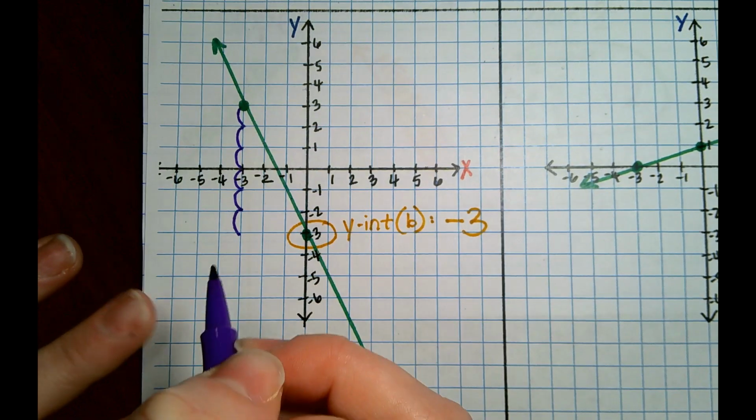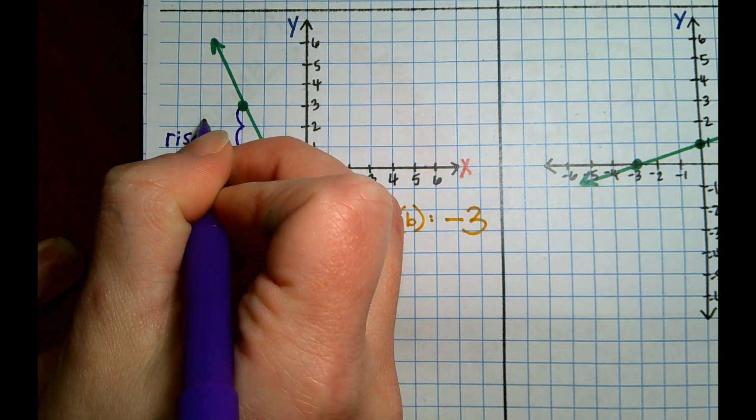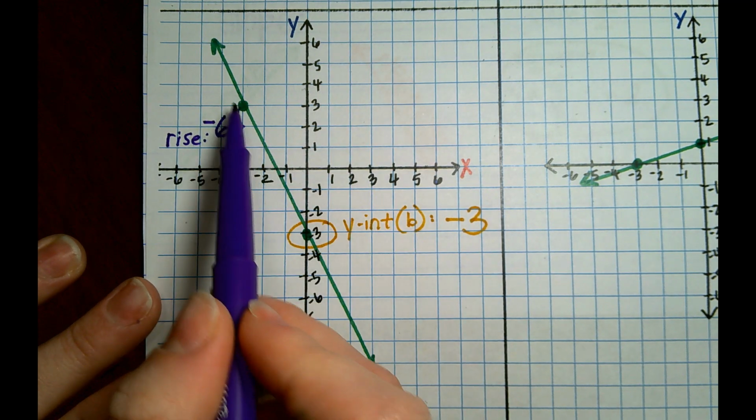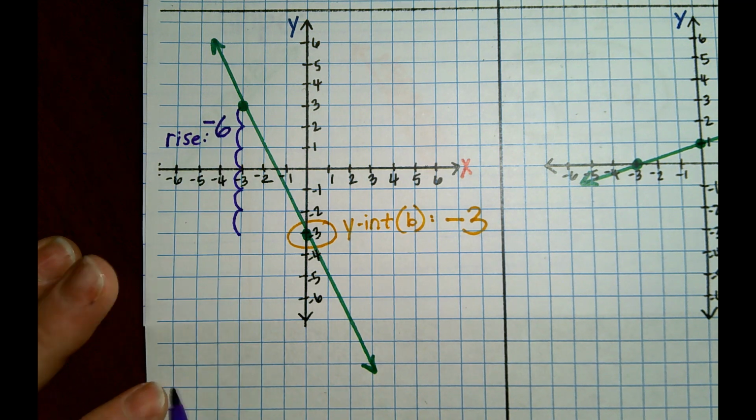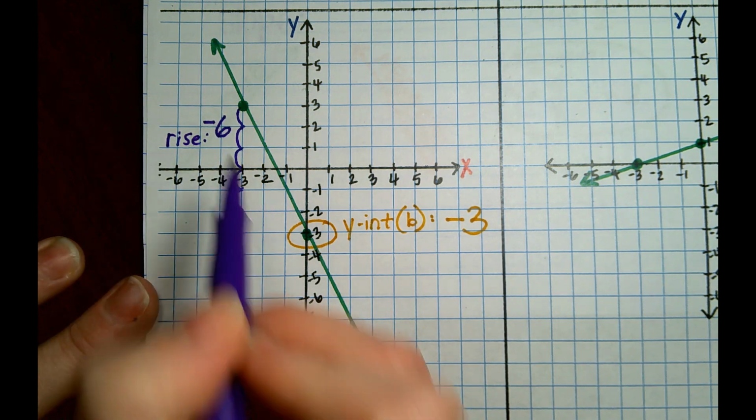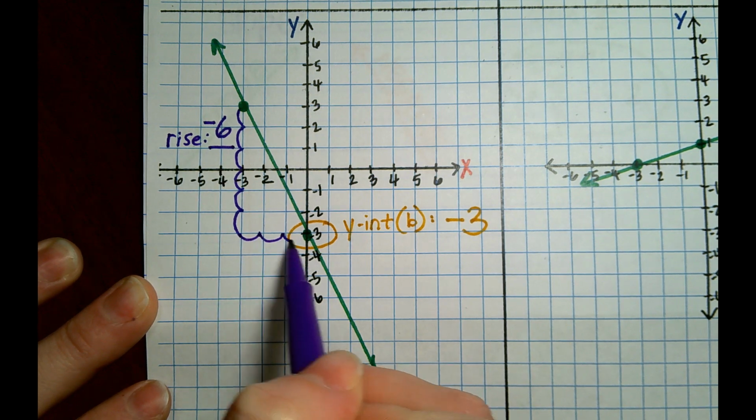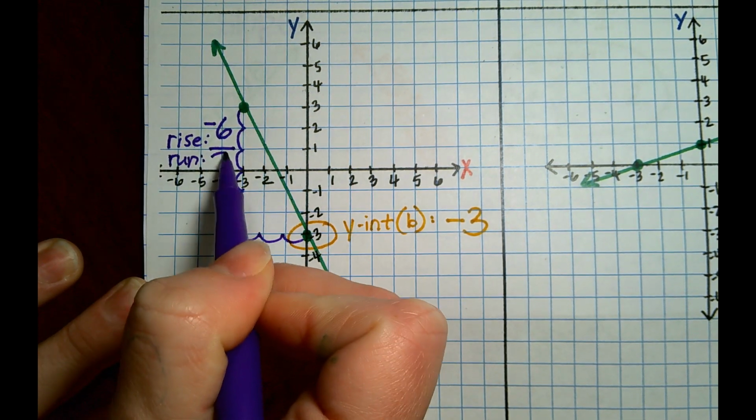So what's my rise? -6. Good. My rise is -6. Why is it negative? Because you go down. Because we went down from one point to the other. Okay, and your run is gonna be 1, 2, 3. Yep, our run is 3.